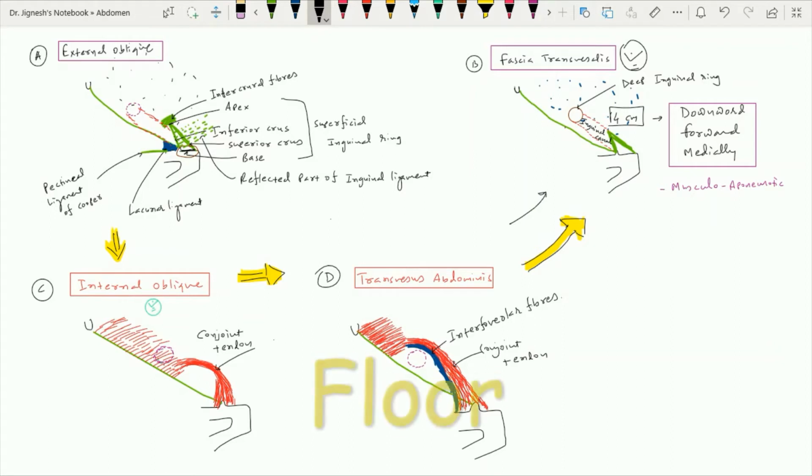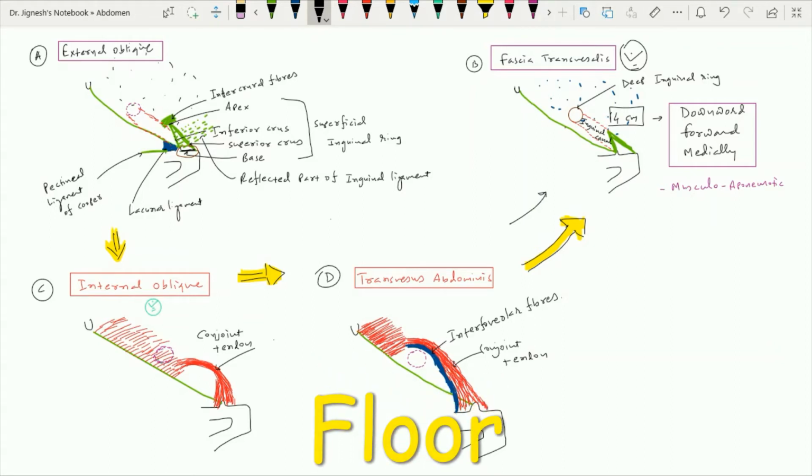When we see the floor of the inguinal canal, it is going to be formed by the upper curved surface of the medial half of the inguinal ligament, and along with that, towards the medial aspect, it is also going to be formed by the lacunar ligament.